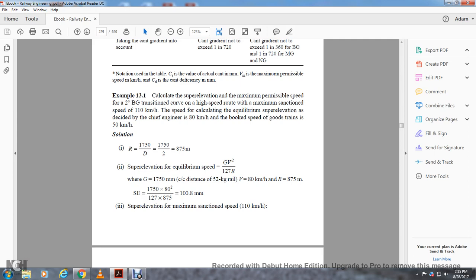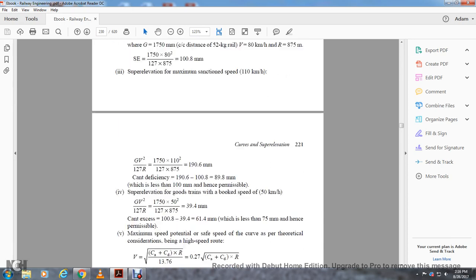Superelevation for equilibrium speed is equal to G V squared divided by 127 R, where G is 1750 millimeters, V is equal to 80 kilometers an hour, and R is equal to 875. The superelevation is 1750 times 80 squared divided by 127 times 875, which is 108.8 millimeters.